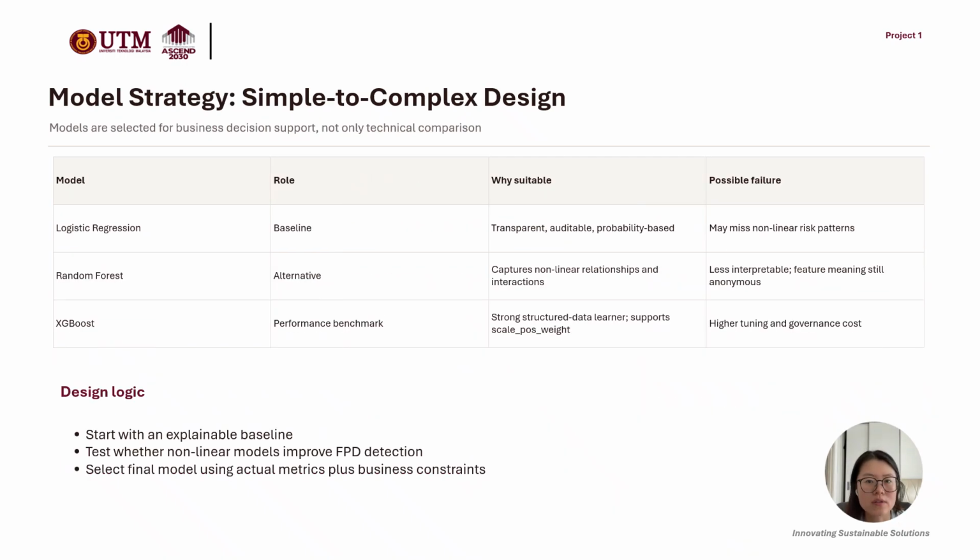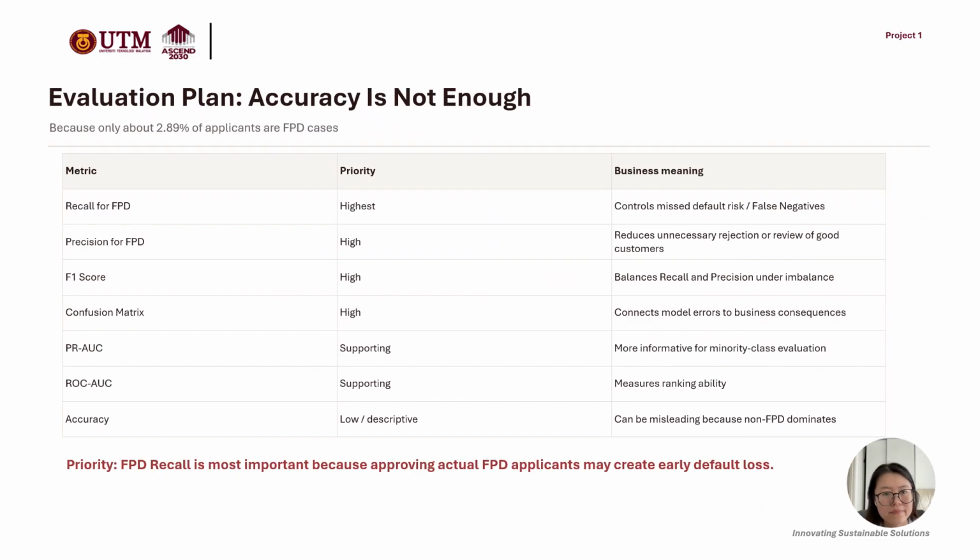We use 3 models. The logistic regression is a baseline: transparent, auditable, and it directly gives a probability. Random forest is an alternative. It captures nonlinear patterns but is less interpretable. XGBoost is a benchmark. Strongest performance but highest governance cost. So the logic is simple. Start with an explainable baseline. Test whether complex models improve FPD detection. Then select the final model based on the actual metrics and business constraints.